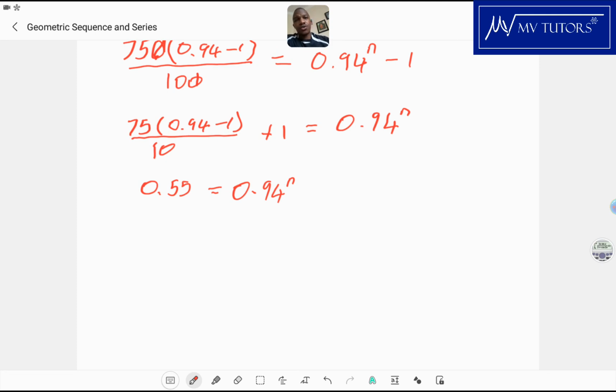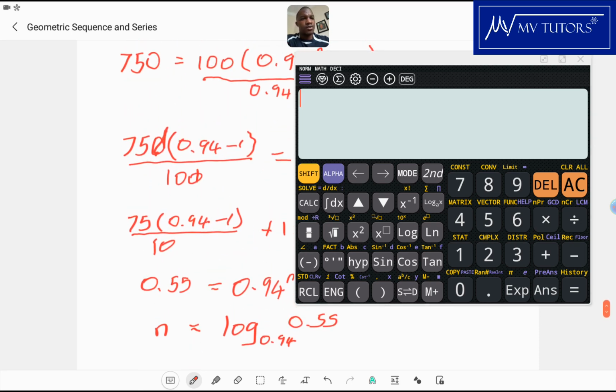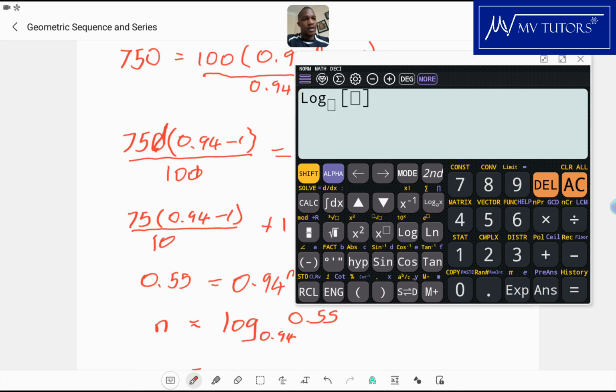Now we need to use logs. By the rules of logs, if you want n, you will say log. The base of the exponent becomes the base of the log as well, and then you just put the opposite number, which will be 0.55. Now, if you don't know the laws of logs, book a session with us and we will quickly tutor you on that. So what are we putting there? We want log with a base of 0.94, and then there we have 0.55.